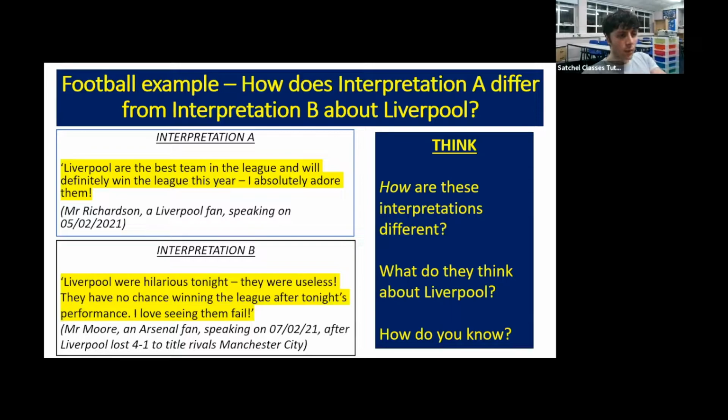So if we were to write this in an exam, it would be Mr. Moore is being negative, or interpretation B is being negative about Liverpool Football Club. This can be seen from the quotes, they have no chance of winning the league. 4 out of 4 marks on this non-historical example. So now let's try and get into some of the history.